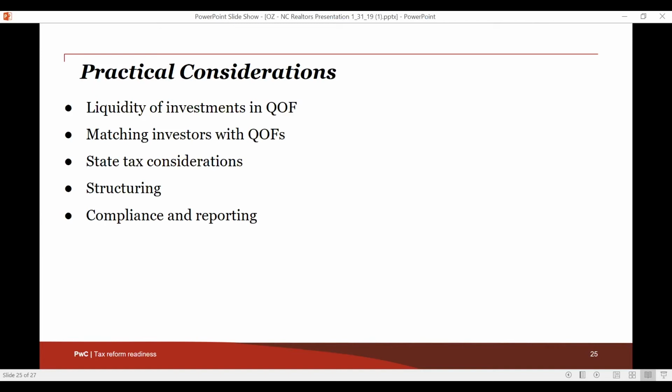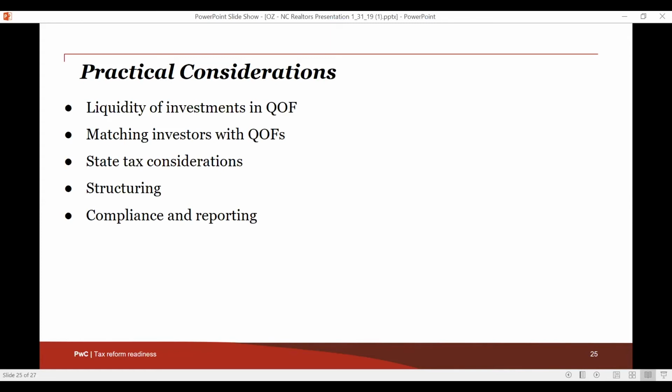And there are definitely state tax considerations to contemplate. Not all states, including North Carolina, have conformed with the new federal rules. So, you know, definitely an analysis will need to be done. What this means is that for North Carolina state tax purposes, you will likely have to include the gain into income when recognized. There is no deferral piece here.